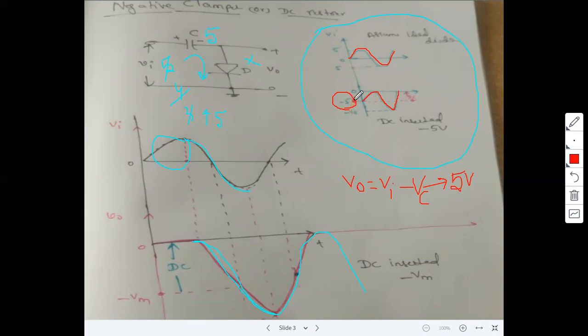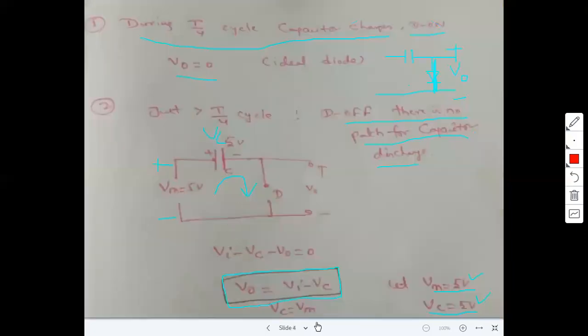Here, what is the voltage? At t is equal to 0, Vi is equal to 0, V naught is equal to -5. That's why -5 volts DC is inserted. Negative DC inserted. What type of DC is inserted here? Negative DC. That's why this circuit is called a negative clamper circuit, right? This is about the negative clamper.